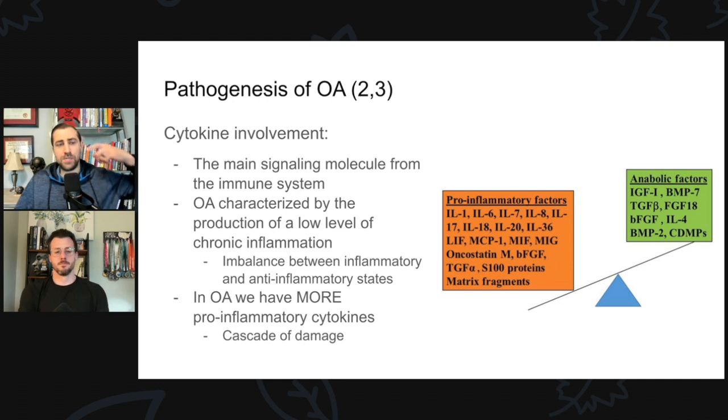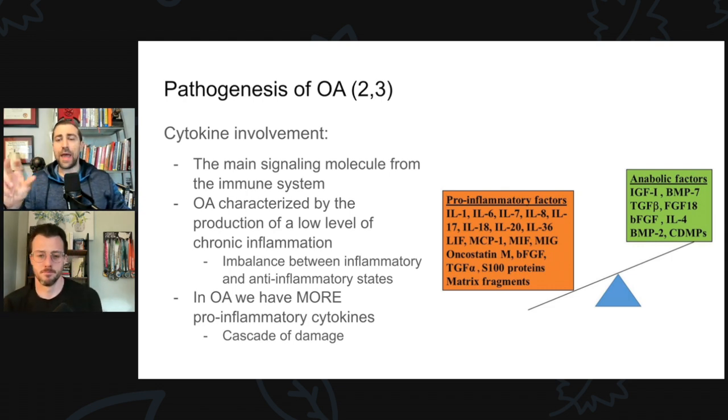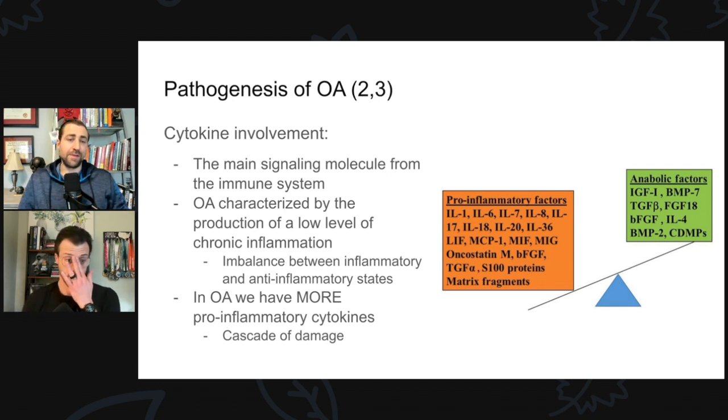I took an image from one of the studies. It was open access here. It talks about pro-inflammatory factors, and there's a lot of them there. If you want to take a look at them, watch the YouTube version of this. And the anabolic factors. So the thought process is that there's more pro-inflammatory factors and less anabolic factors, which eventually long-term leads to more osteoarthritis. And in OA, we have more pro-inflammatory cytokines. And like I said, this leads to a cascade of damage.